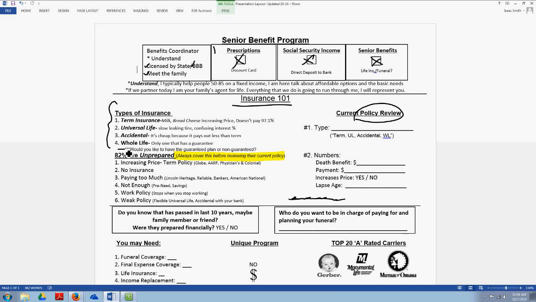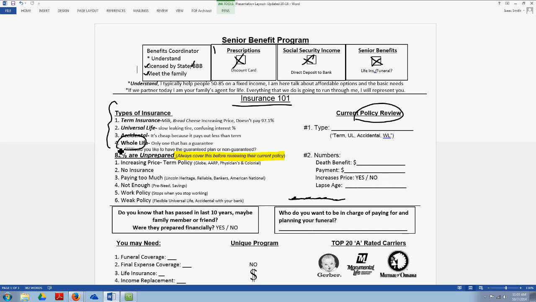All right? Now, what would you like? Would you like to have a guaranteed plan or non-guaranteed? Guaranteed, right? Everyone says the same thing. Okay? Perfect. Now, the next thing, 82% of people are unprepared. The number one issue today, Ms. Johnson, is an increasing price term policy through Globe, AARP, Physicians Mutual Clinic. That's the biggest problem that we're having right now. Okay? It's an absolute epidemic of people buying insurance off the TV or through the mail, and it's just hurting families. And you're welcome to get on Google and Google these different companies and make up your own opinion about them. But I'm just here to do some education for you.